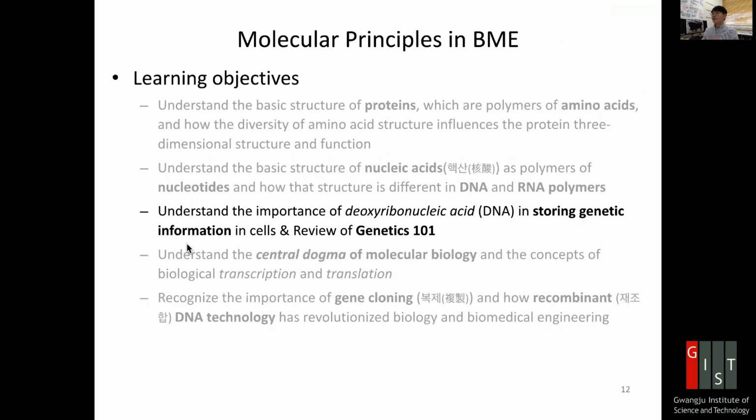Next time we will try to understand more of the central dogma of molecular biology.